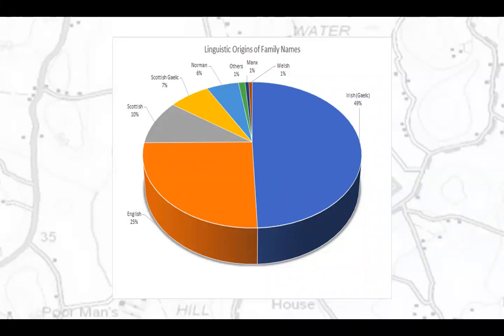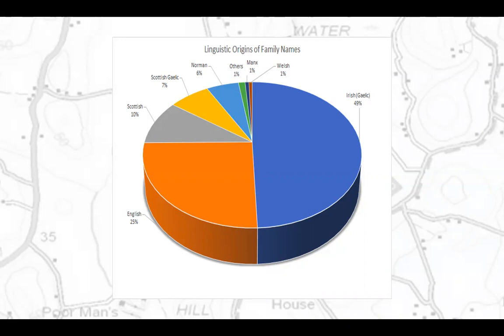We kept the Norman names separate in this distribution, which they did not do for Family Names of Britain and Ireland, because their development in Ireland is so different from the development in Britain. Obviously, they're in a different linguistic situation.